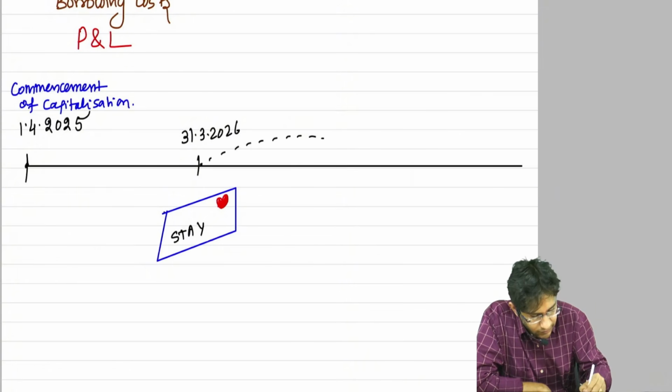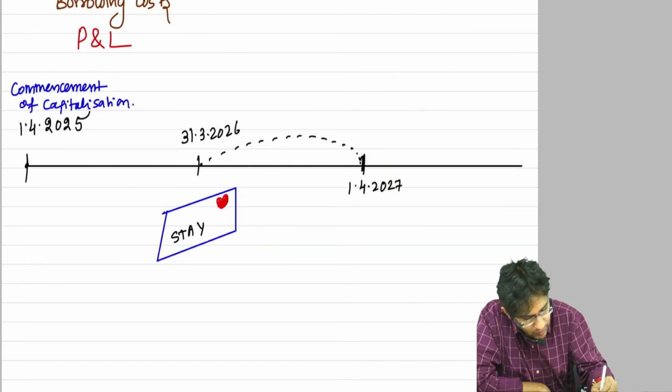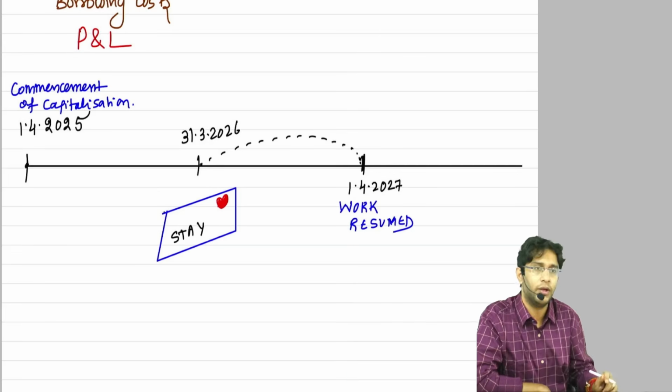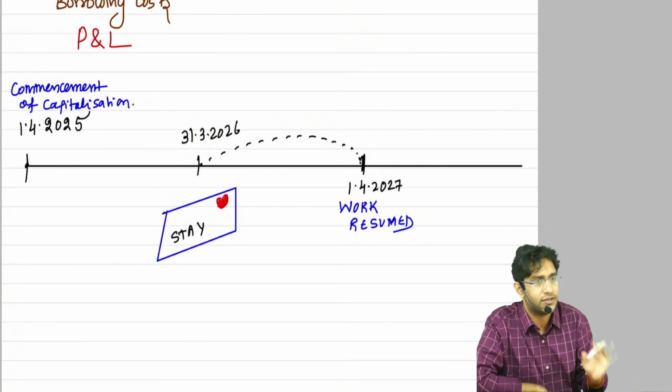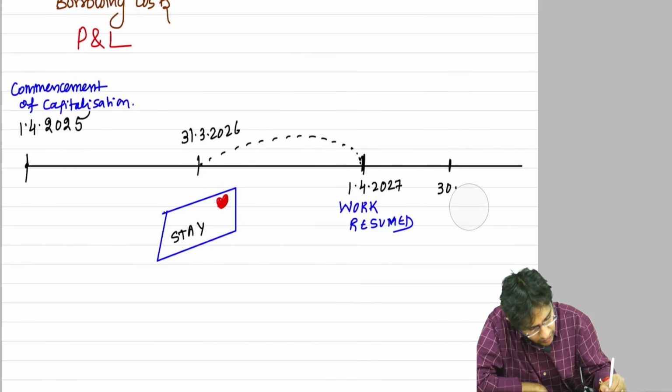Throughout this period, no work. Again, on 1/4/2027, I won the case and work is resumed here. Again, all the three conditions are satisfied. Life went on, and somewhere here, on 31st of December 27, the qualifying asset is complete.